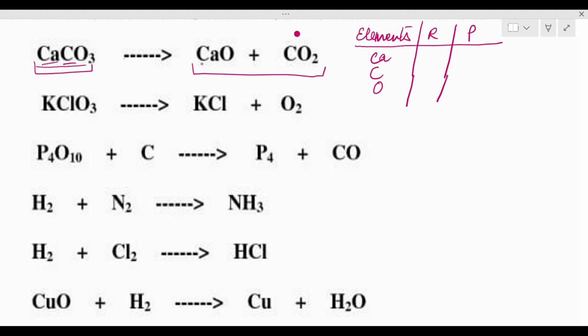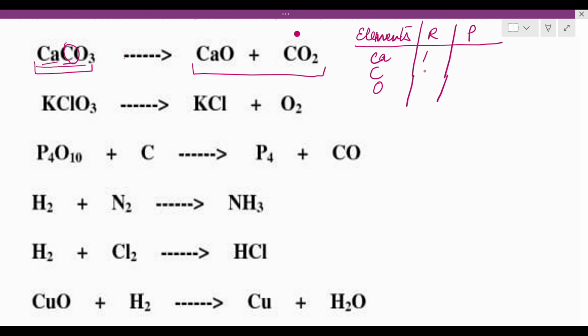So write down the number of each element written on the reactant side. There's only one calcium written on the reactant side, so I'm going to write one calcium. There's one carbon written on the reactant side, so one carbon. There are three oxygens written on the reactant side, so number of oxygen is 3.